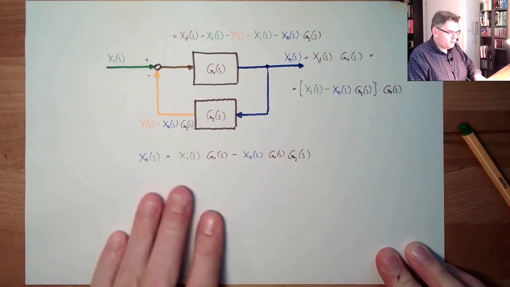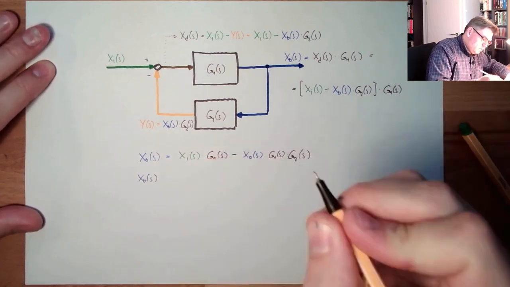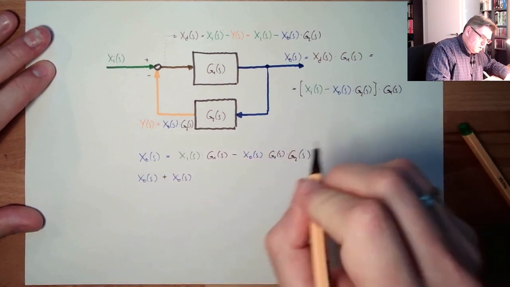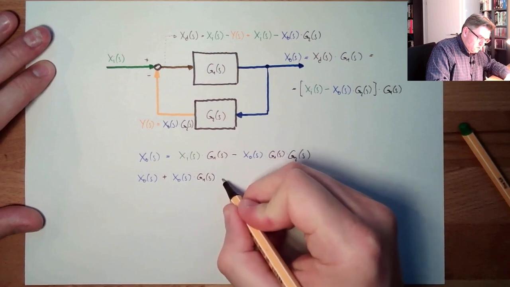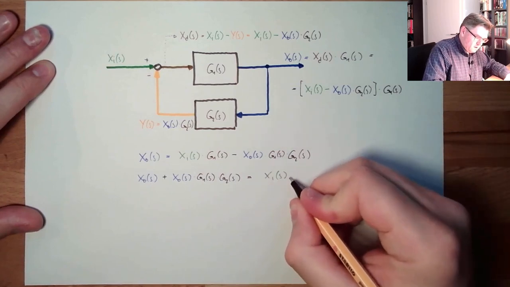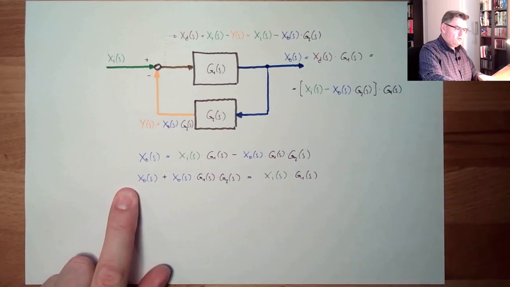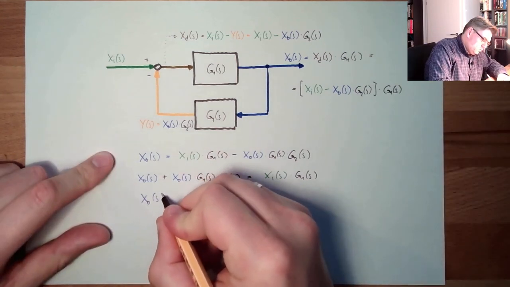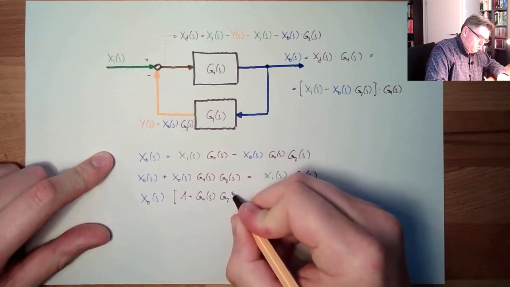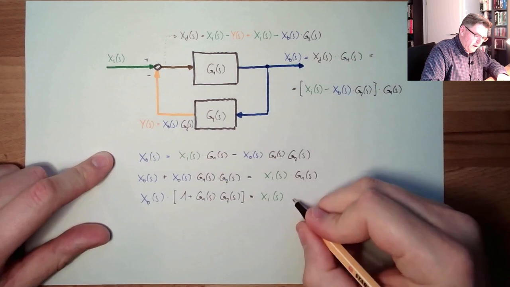Now I have an equation. I'm going to separate the variables. So I bring this to the other side. So now on the left hand side there is written XO. And then plus this to the other side, XO multiplied by G1 multiplied by G2 equals, and on the right hand side there is left XI multiplied by G1. Now I can factor this out. So there is written XO multiplied by big bracket 1 plus G1 multiplied by G2 equals, and here is written XI multiplied by G1.